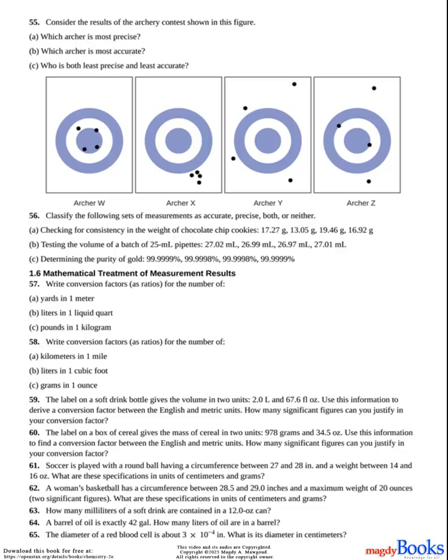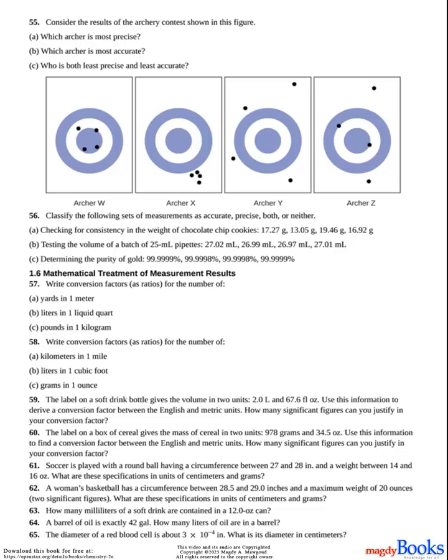56. Classify the following sets of measurements as accurate, precise, both, or neither. A. Checking for consistency in the weight of chocolate chip cookies: 17.27 gram, 13.05 gram, 19.46 gram, 16.92 gram. B. Testing the volume of a batch of 25 milliliter pipettes: 27.02 milliliter, 26.99 milliliter, 26.97 milliliter, 27.01 milliliter.